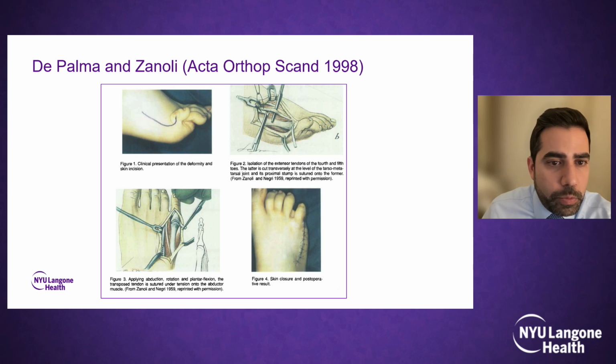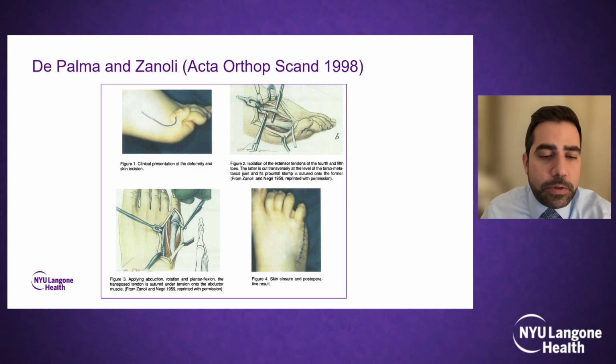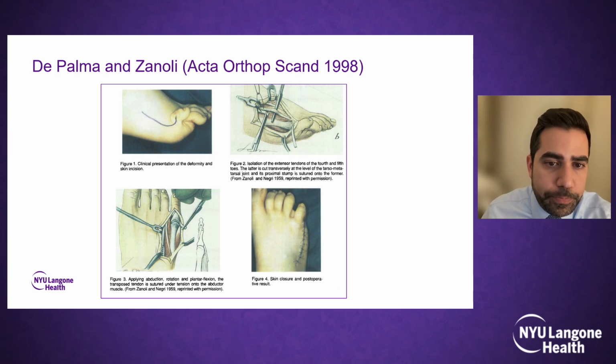The other procedure that's been described is a tenotomy of the FDL more proximally. That's then sutured to the fourth toe extensor, and then the distal aspect of the tendon is flipped around the toe and attached to the abductor, thereby abducting the toe and bringing it down. So both have been described.